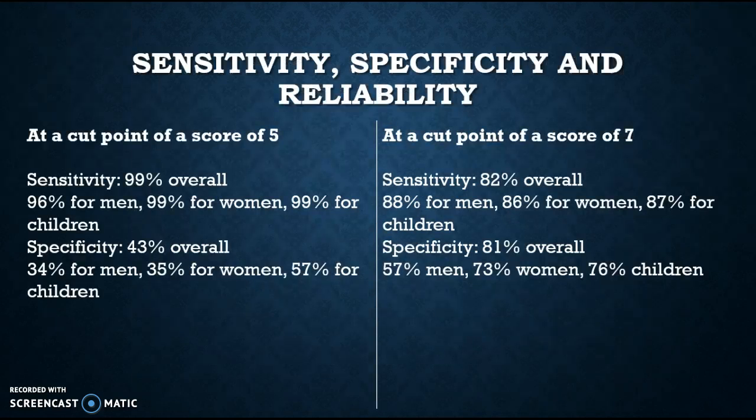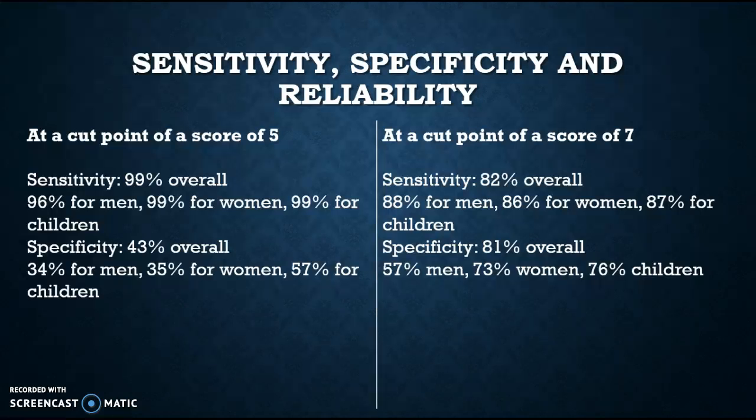And so now we're going to look at the sensitivity, specificity, and reliability of this scale. At the cut point of a score of 5, the Alvarado scale has a sensitivity of 99% overall, which is different for men, women, and children, and a specificity of 43% overall. Looking at the cut point of 7, it has a sensitivity of 82% and a specificity of 81%. So in general, at the cut point of 5, this is a very good sensitivity. In this case, it's supported to rule out appendicitis at a score of less than 5. You can discharge the patient.